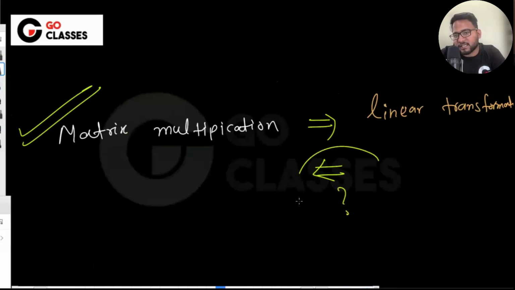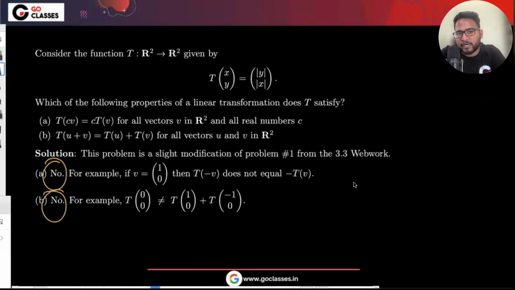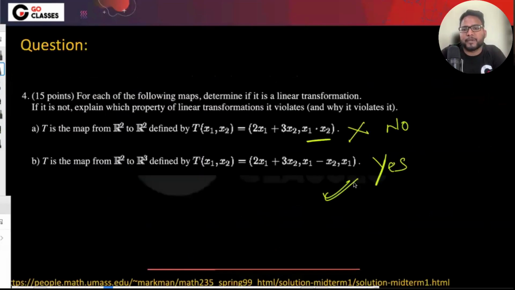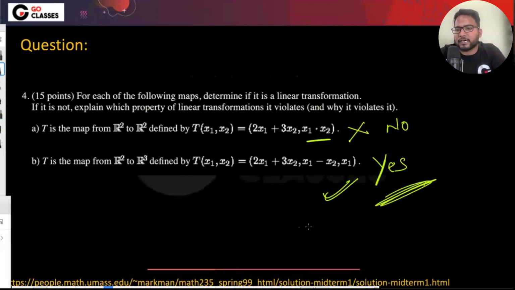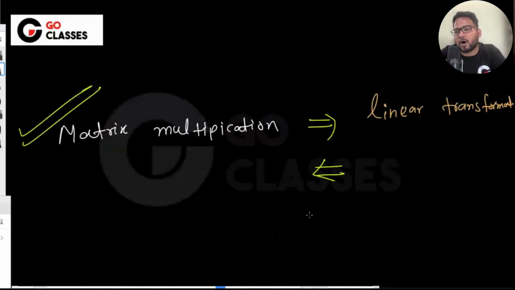But the second thing is, if it is a linear transformation, then there is a matrix associated with it. Whatever examples we have talked about till now, for example this B, is it a linear transformation or not? We have seen that this is a linear transformation. Since it is a linear transformation, I'm telling you that there will be a matrix multiplication associated with it. What do I mean by that? For now, I'm just telling you that for every linear transformation, there is a matrix. For example, for this particular linear transformation, this is the matrix. I will tell you how to calculate that matrix.